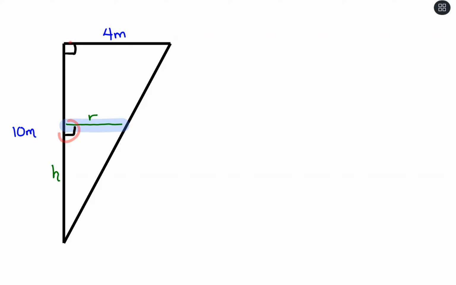So both have right angles. This angle would be the same as this one by corresponding angles, and then they share that angle, so all three are the same. And when we have that, we can make ratios of side lengths. So how 4 compares to R is going to be the same as how 10 compares to H. So I can make these ratios as 4 to R is equal to 10 to H. And with a little cross multiplication, 4H is equal to 10R.